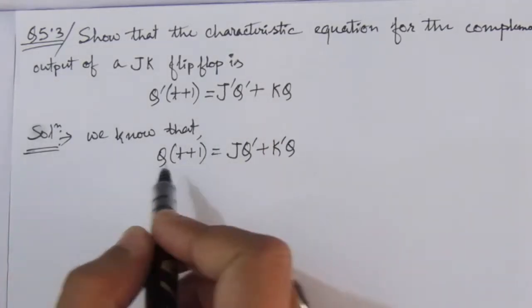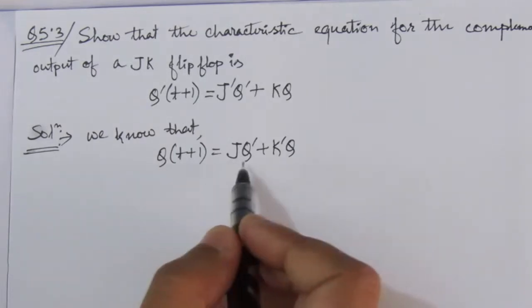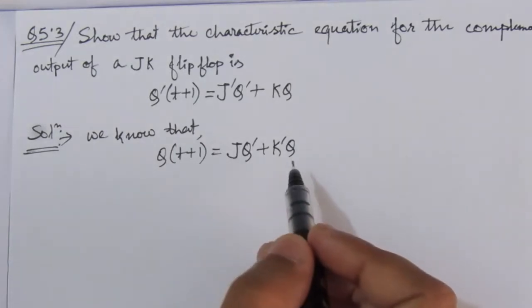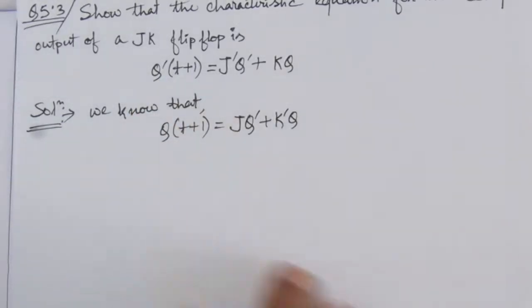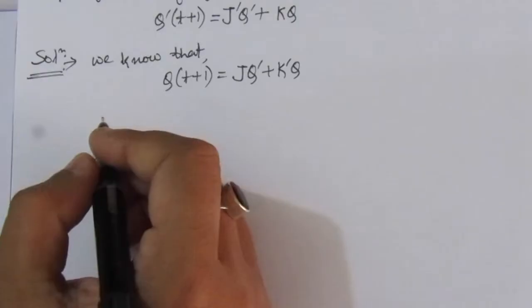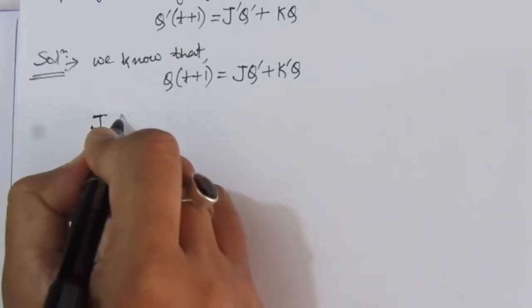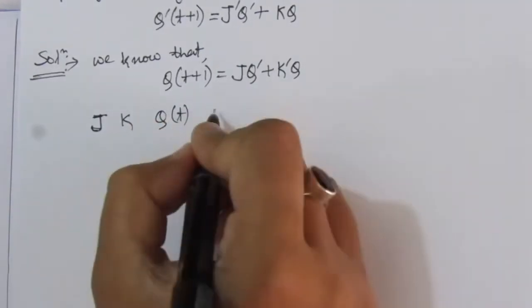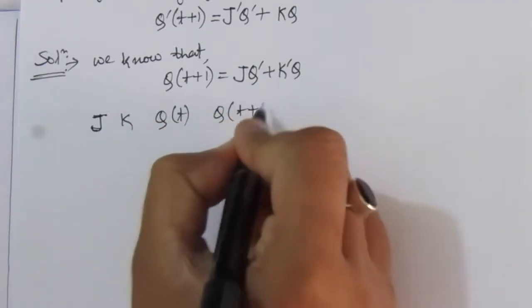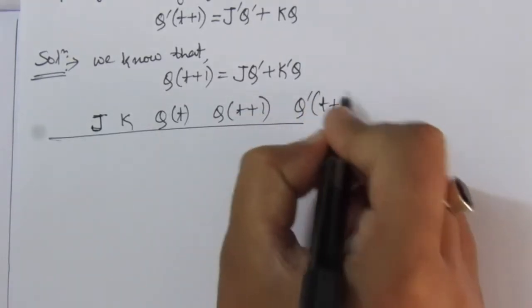So we know that the characteristic equation of a JK flip-flop is Q of t+1 is J Q bar plus K bar Q. So from this equation, we will try to find out this complement output equation. Now let us make the characteristic table. So we'll have the inputs J, then K, Q of t, and Q of t+1. Then we'll have the Q complement of t+1.